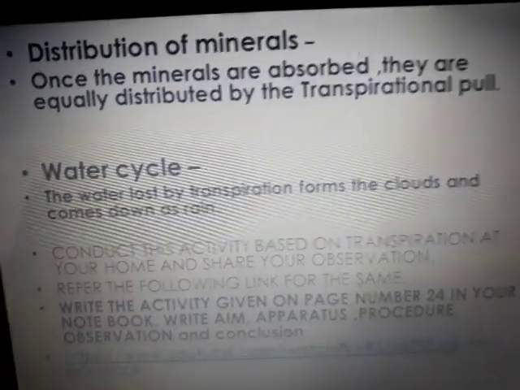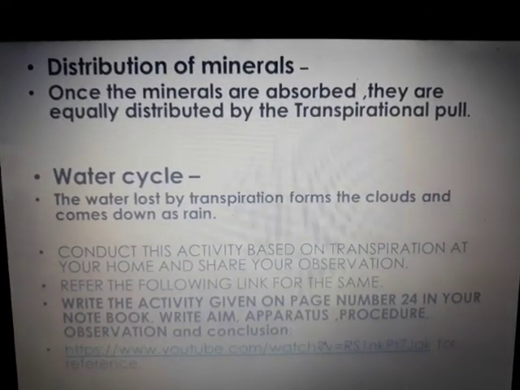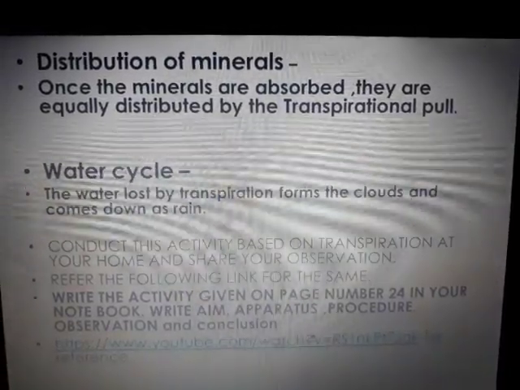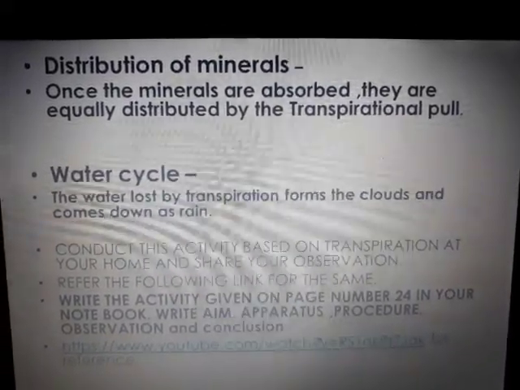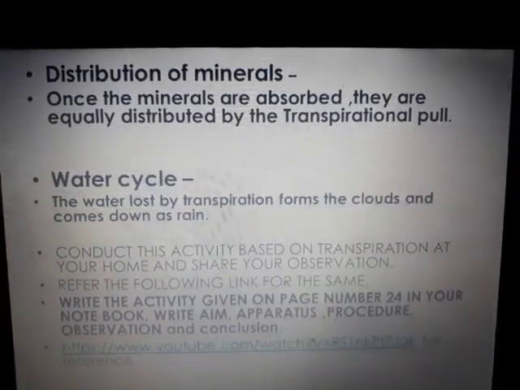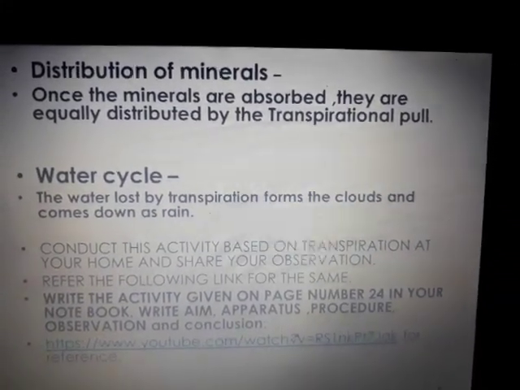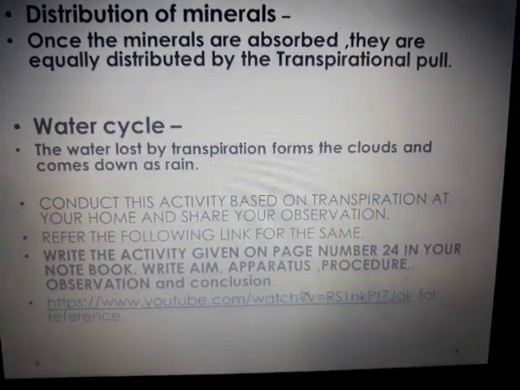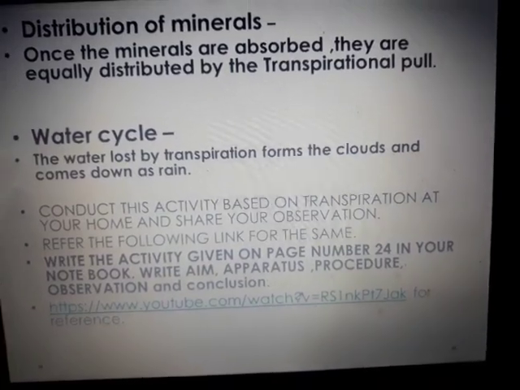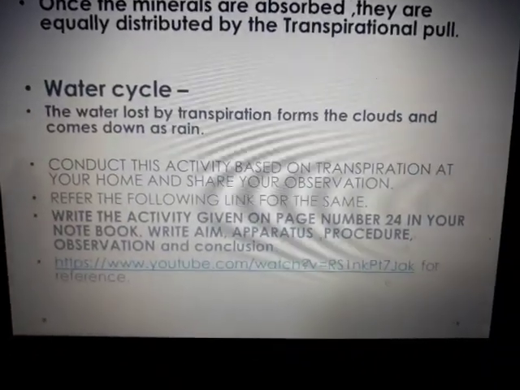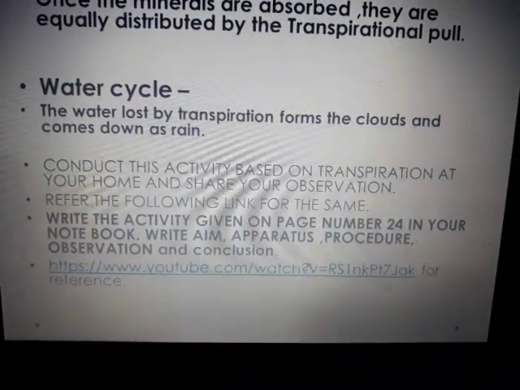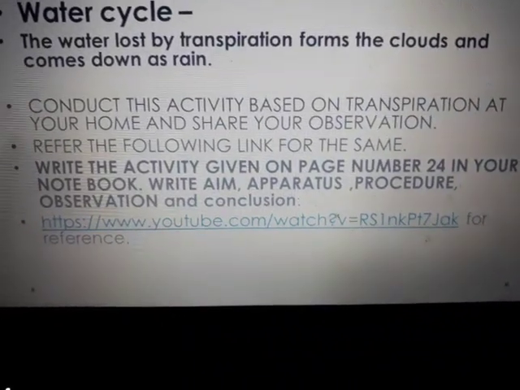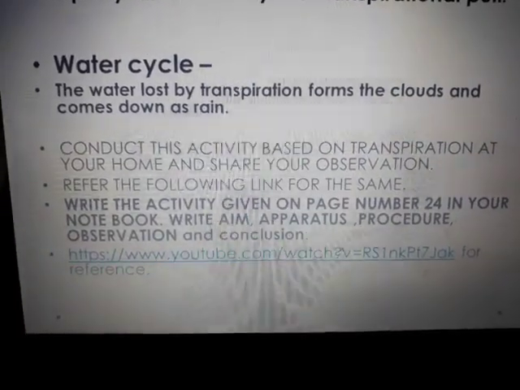Distribution of minerals is another importance. Once the minerals are absorbed, they are equally distributed by the transpirational pull, because this pull is happening in all the parts of the plant, not just one part. So minerals get distributed equally. Water cycle: now should I really explain why the water cycle is important? Because we receive rains, right? For the formation of the clouds, we need water to go up there, which will eventually form the clouds, and the clouds will eventually give us rain. Understood the importance of transpiration?